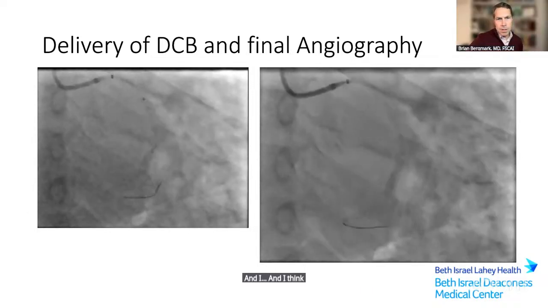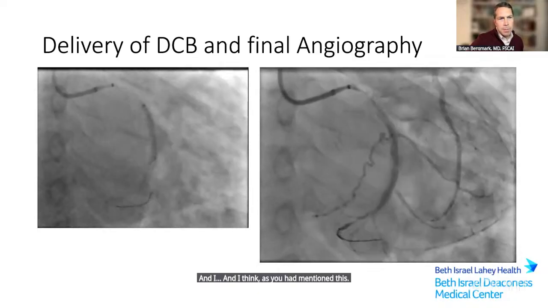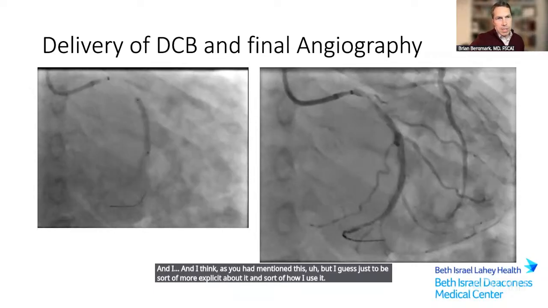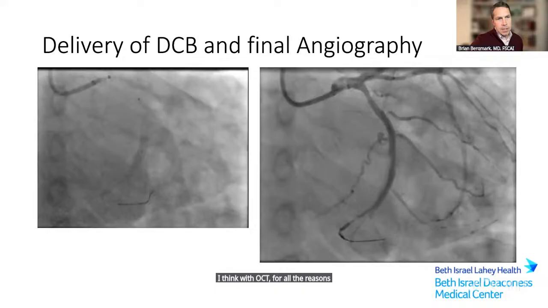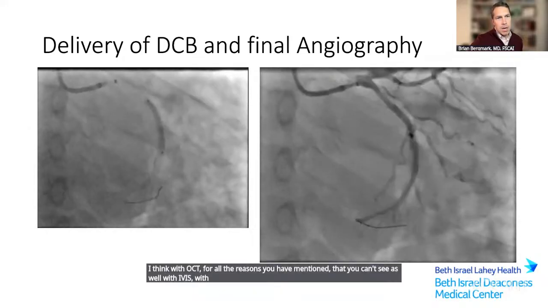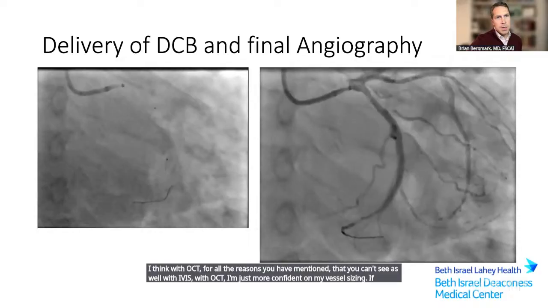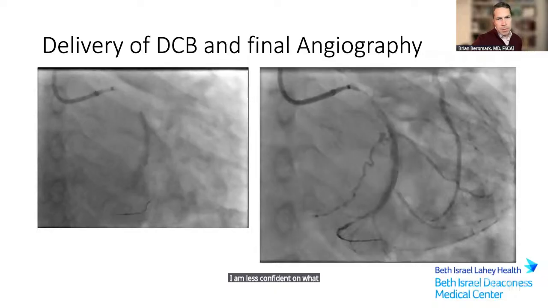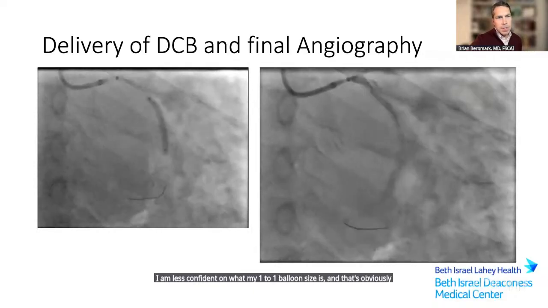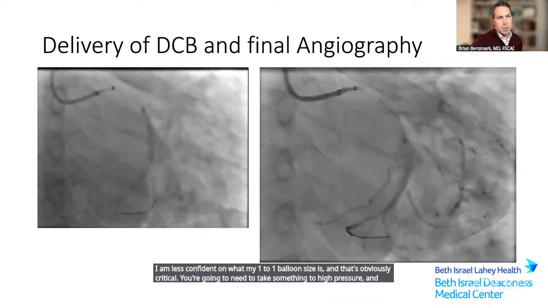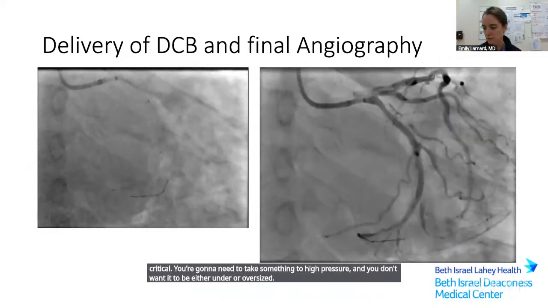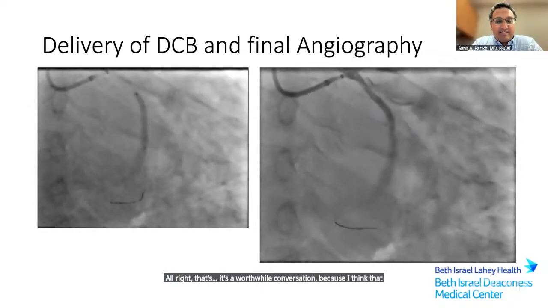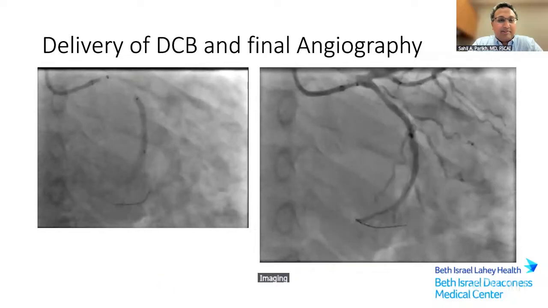And I think Ziad mentioned this, but just to be more explicit about how I use it: with OCT, for all the reasons Ziad mentioned that you can't see as well with IVUS, I'm just more confident on my vessel sizing. If there are multiple stent layers, if there's neoatheroma with calcium, I am less confident on what my one-to-one balloon size is, and that's obviously critical. You're going to need to take something to high pressure, and you don't want it to be either under or oversized.